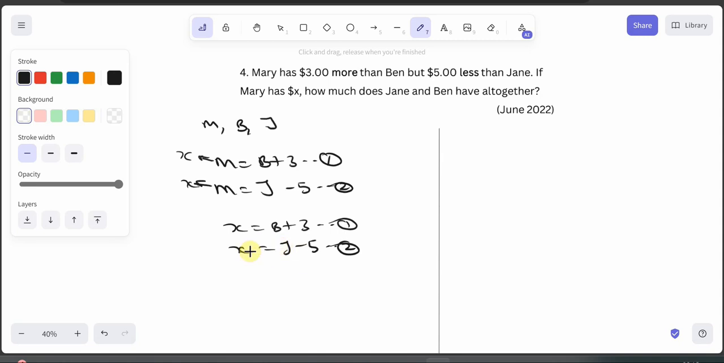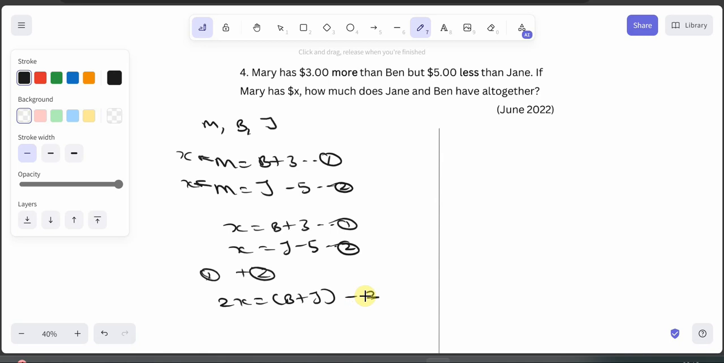Look at something. If I add both equations, I'll have B plus J in this place here, which is what I want. So I'll say equation 1 plus equation 2. X plus X will give me 2x is equal to B plus J. This is what I want, so I'll say B plus J in brackets, then plus 3 plus minus 5. That will be 3 minus 5, right? And 3 minus 5 is minus 2, right?